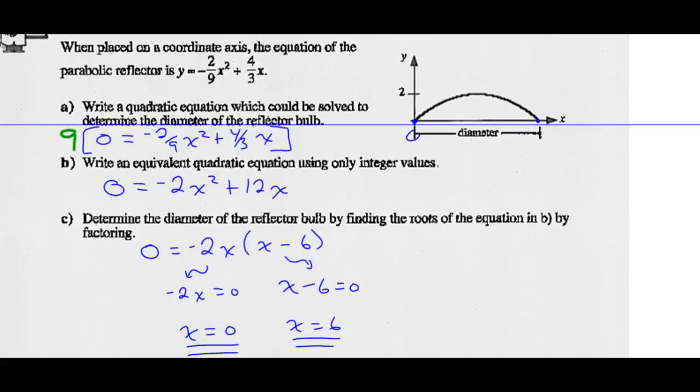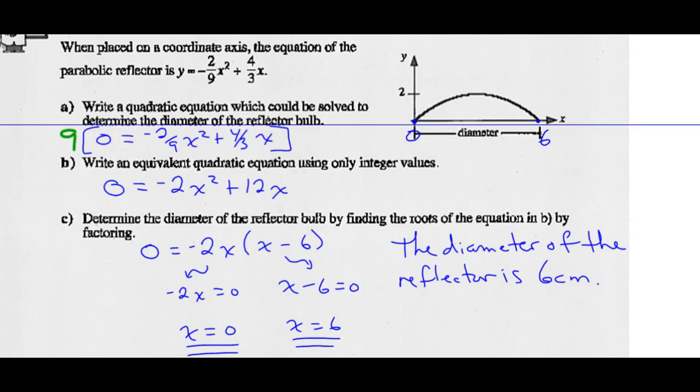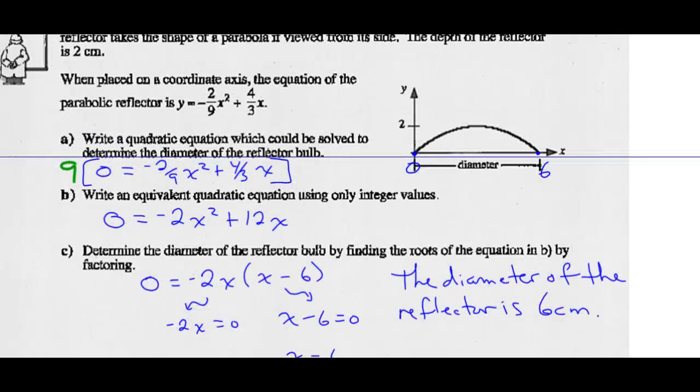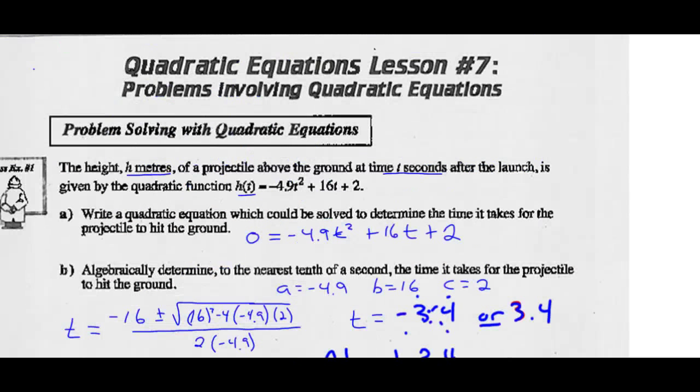All right, one at 0, one at 6. So to answer the question, the diameter of the reflector is 6 centimeters. I believe this was in centimeters. Yes, it was. All right. Great.